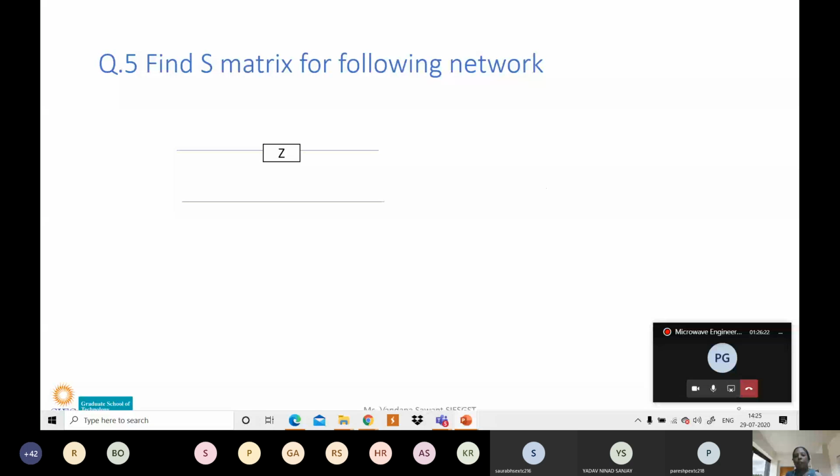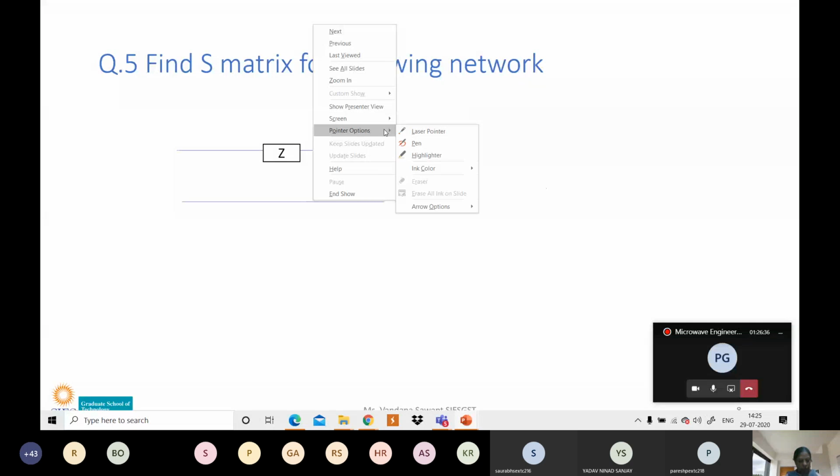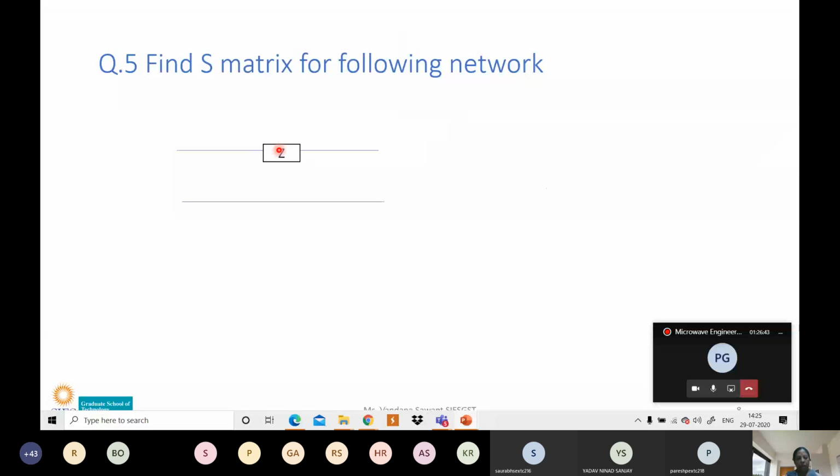Okay, now see, if you see this network, this is the series type of network. Here the impedance is connected in series. Now, they have not specified whether this network is symmetric or reciprocal.